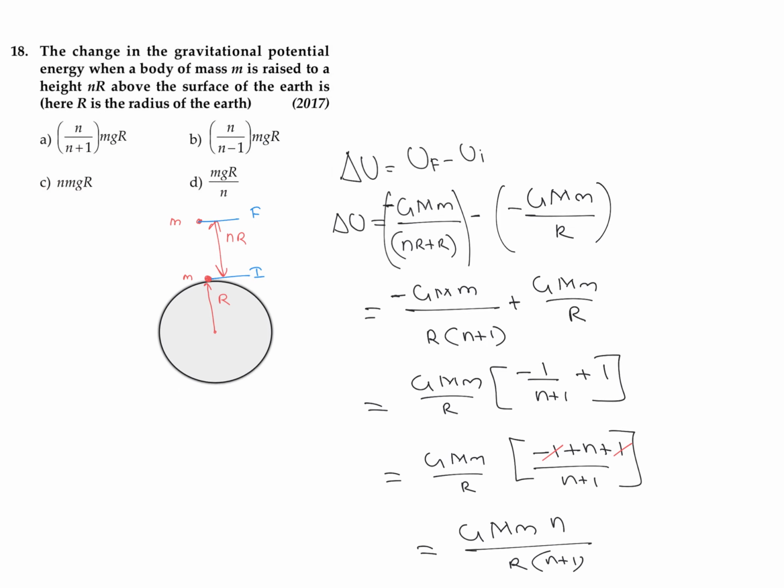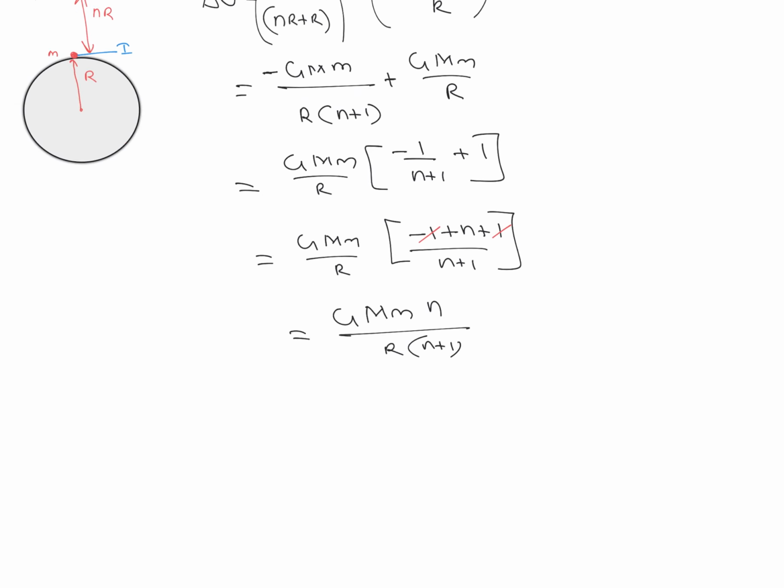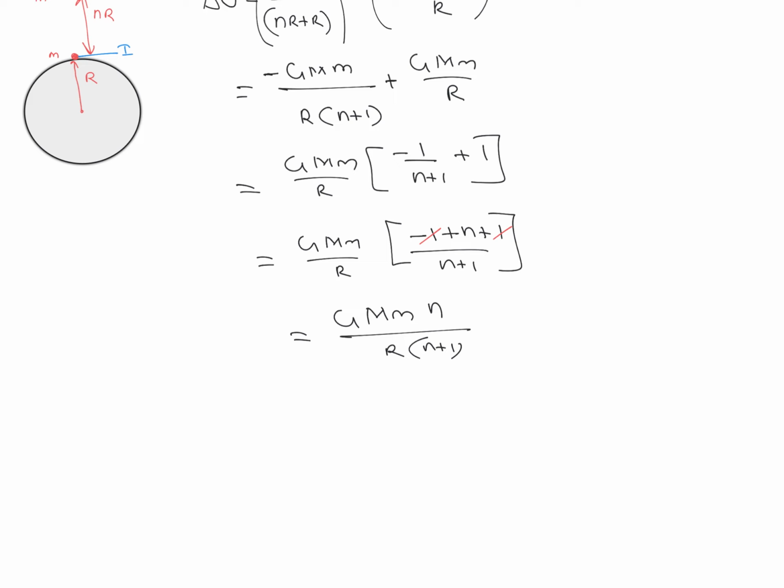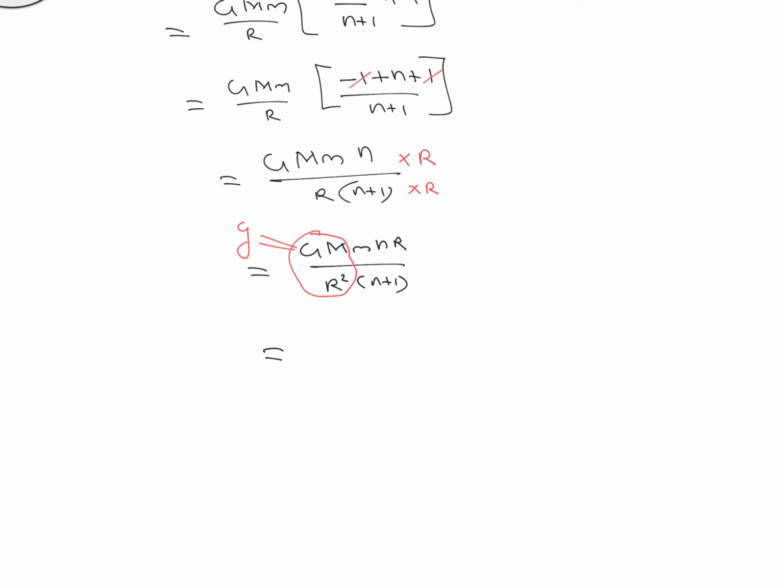Now we can observe that in the options they are given in terms of g, the acceleration due to gravity on the surface. To write it in terms of acceleration due to gravity, we multiply and divide by R, so that combining these two R's we get R square. So the equation becomes GMm into n into R divided by R square into (n plus 1). Now this term GM by R square represents the acceleration due to gravity on the surface. So we can write this as g into m into n into R divided by (n plus 1). This will be the value of its change in gravitational potential energy.